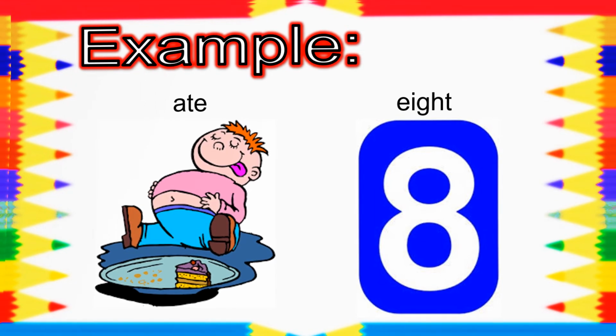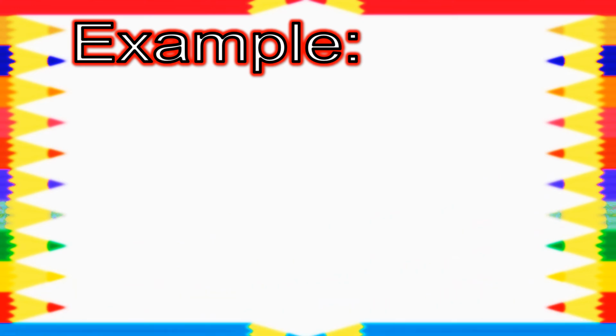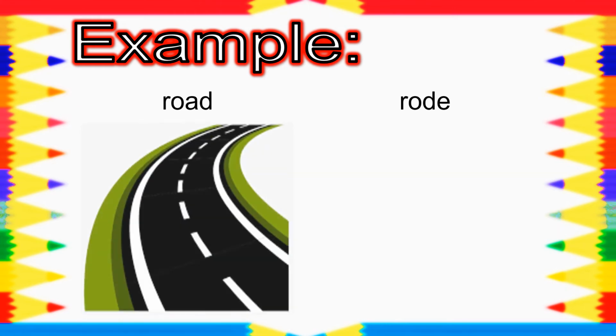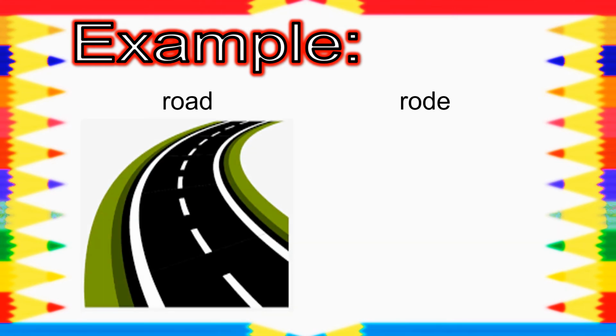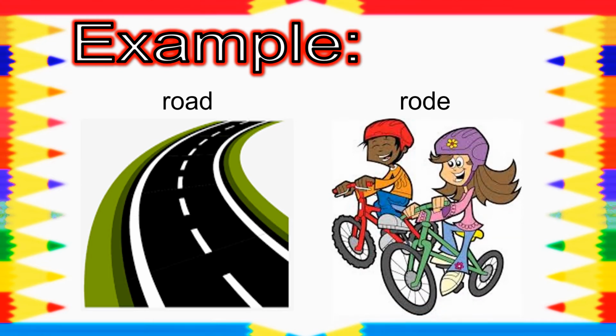Another example we have here, the word road and rode. First word is referring to the road where we cross every day when we go to school, we go back home. This is where the cars drive. That's the road. And the second one is, if you look at the picture again, it's showing two kids riding a bike. So when you say rode, it's the past tense of ride. So the second word here is referring to a verb.